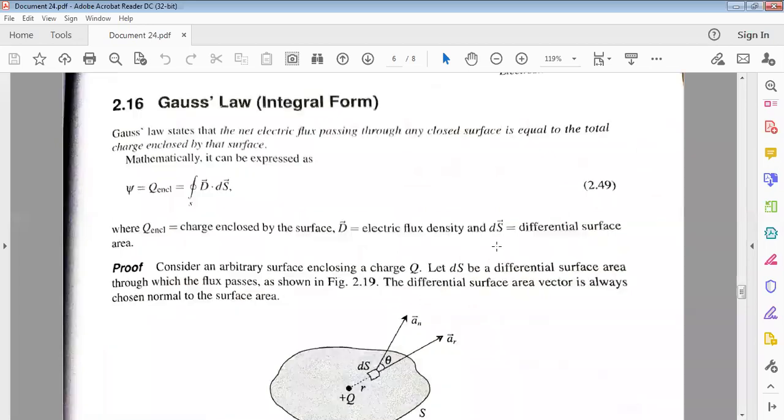So now today's concept is Gauss law. This is very, very important. Gauss law in integral form and Gauss law in point form. Two forms are there.